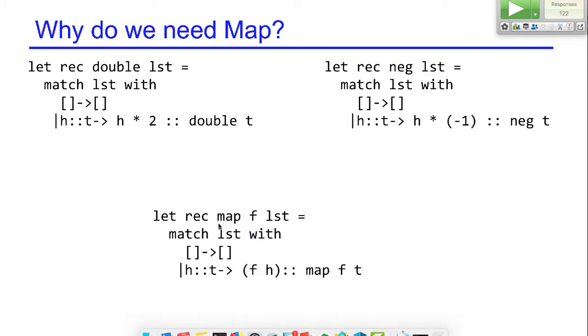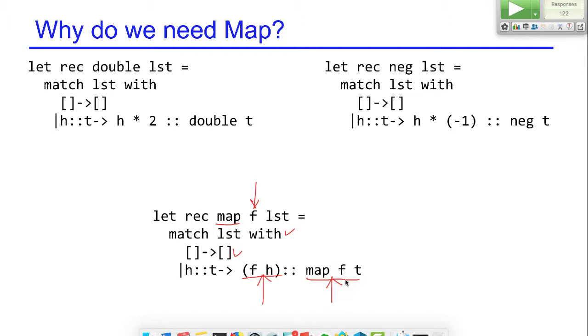Map is a recursive function. It takes a function f and a list. Compared with double and negate, this f is an extra thing. Now this is the same, this is the same. Look at this part. Remember, based on each function, I process the head differently. That's what I'm doing there. So if you give me an f, I will apply that to the head of the list. And then after that, I will process the tail the same way, recursively.